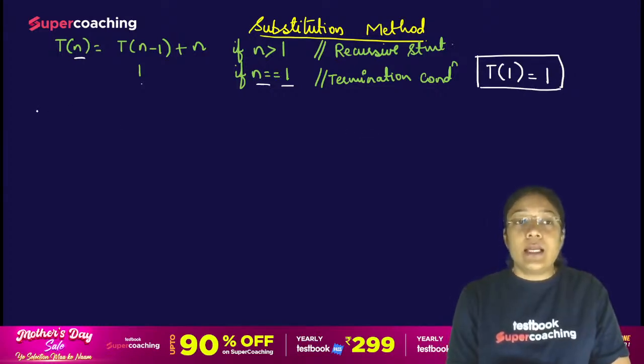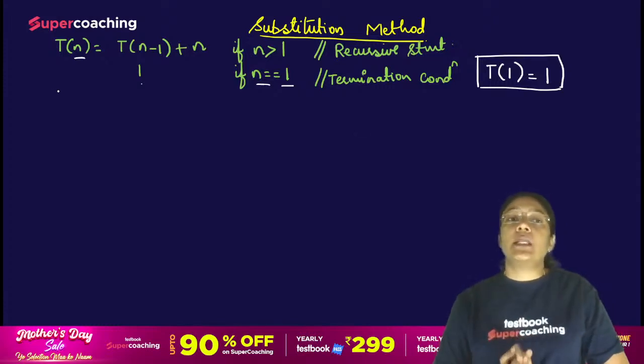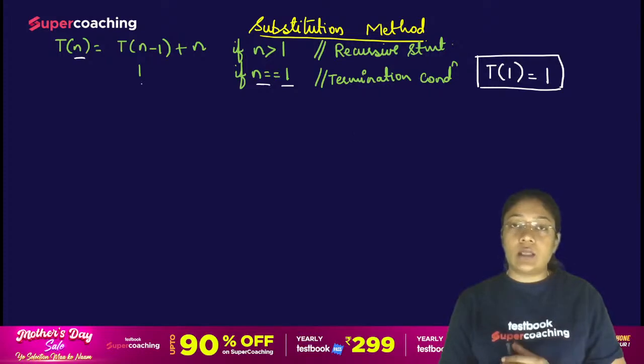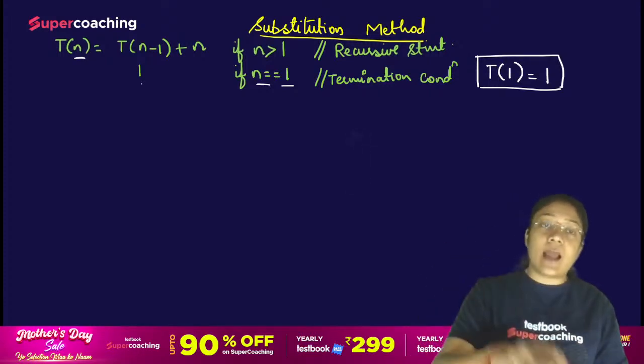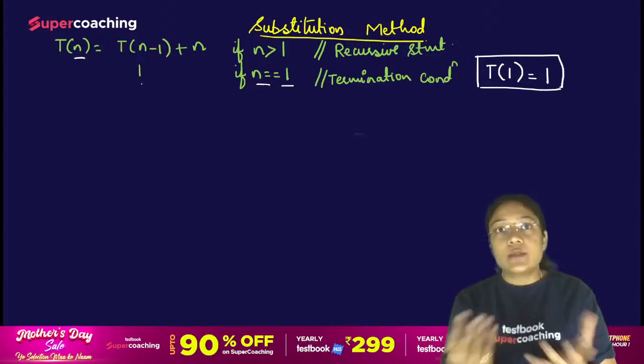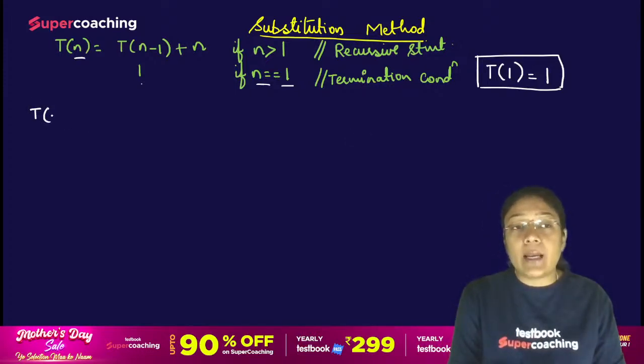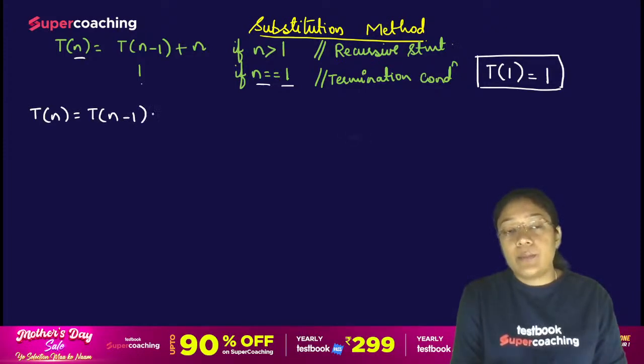Now, let's solve the recurrence relation. Substitution means आप एक function की value find करते हो in terms of the other, and you are going to put that value at the place of that function. That is known as the substitution method. So here we are given that t of n is equal to t of n minus 1 plus n.